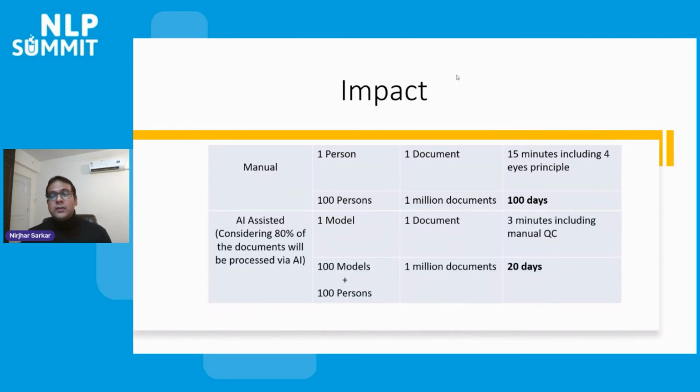With AI, and considering that 80% of the documents will be processed via the AI tool and the remaining will be handled manually, and there could be umpteen reasons. It could be the document is corrupt, or the model has not seen the document earlier, various other reasons. If we retain the same 100-member team, and if we scale our model to 100 instances, be it vertical or horizontal, to process 1 million documents, we would take about 20 days. So this is almost one-fifth of the time it took us to process all the documents manually.